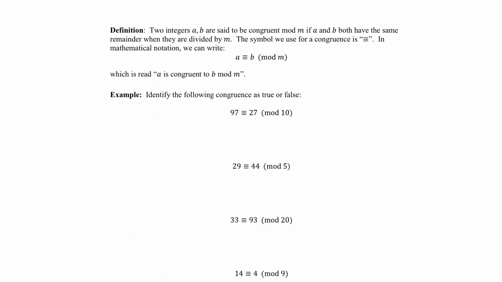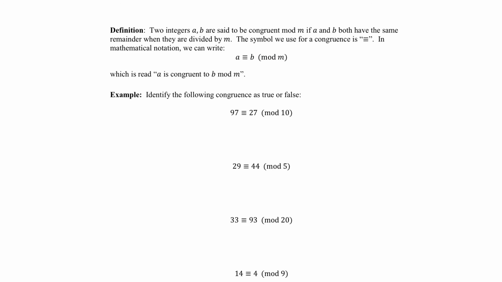So, two integers are said to be congruent. We use the word congruent instead of equal in modular arithmetic. They're congruent in mod M if both A and B have the same remainder when you divide by the mod. The M value, the mod, is always what we're dividing by. And we're going to write that these two numbers are congruent when they have the same remainder. In mathematical notation, we can write A is congruent to B mod M.